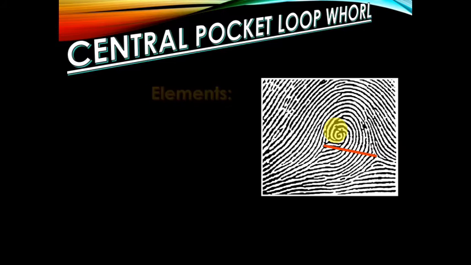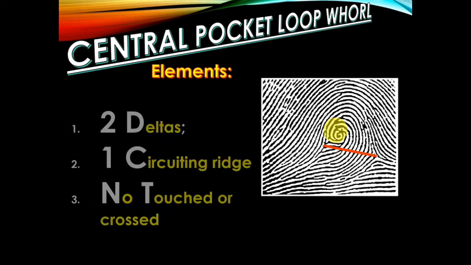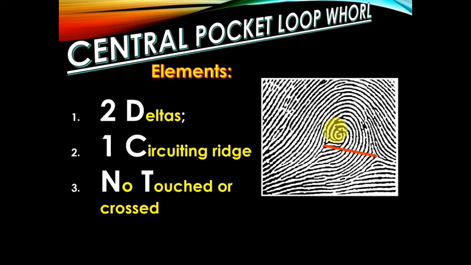Again, in order to memorize the elements of the central pocket loop whorl, try to memorize the acronym: the 2D, 1C, and the NT. 2D stands for two deltas, 1C stands for one circuiting ridge, and NT stands for no touch or cross of the circuiting ridge if we draw an imaginary line from the left to the right delta, or between the two deltas.